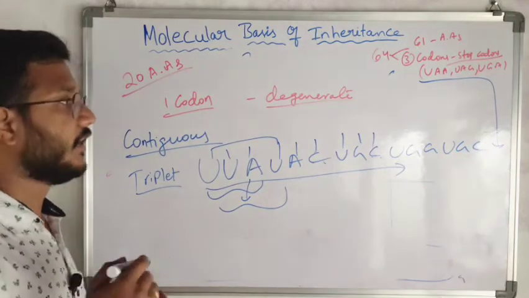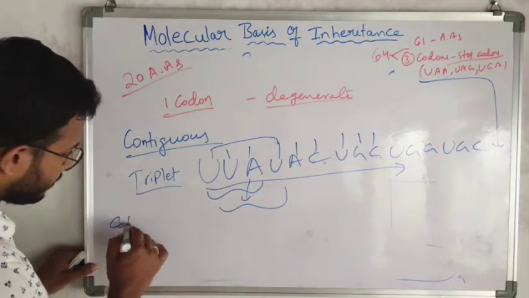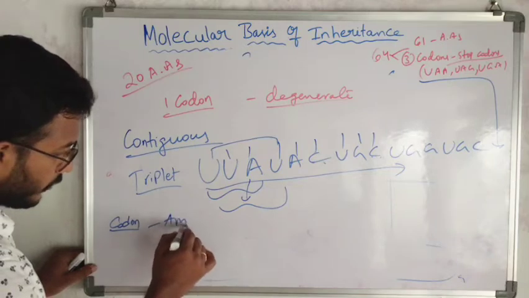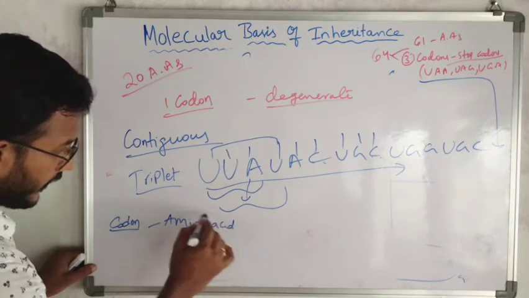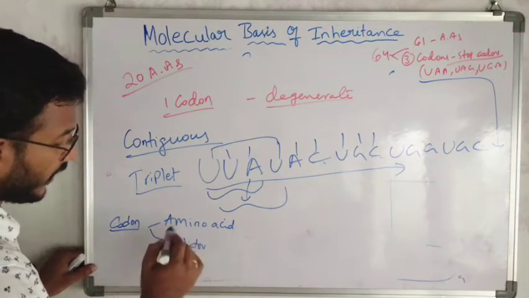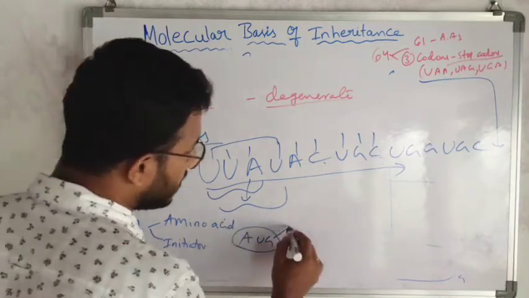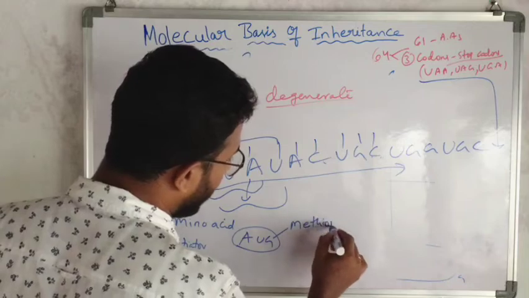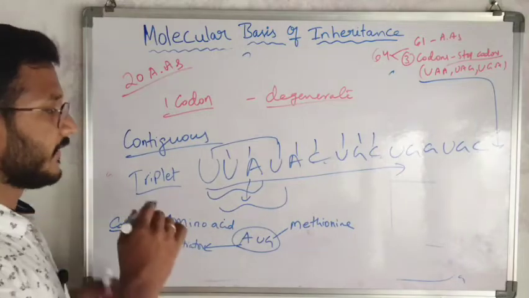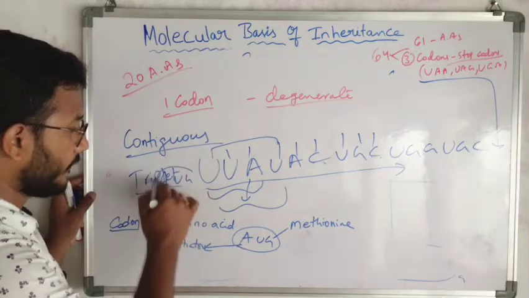And another specificity of the genetic code is that we have dual functions. One codon will act to code an amino acid, and it also acts as an initiator. So what is that codon? AUG. AUG is a codon that codes for the amino acid methionine, and it is also acting as an initiator codon. For example, each and every protein has to be formed from AUG only.